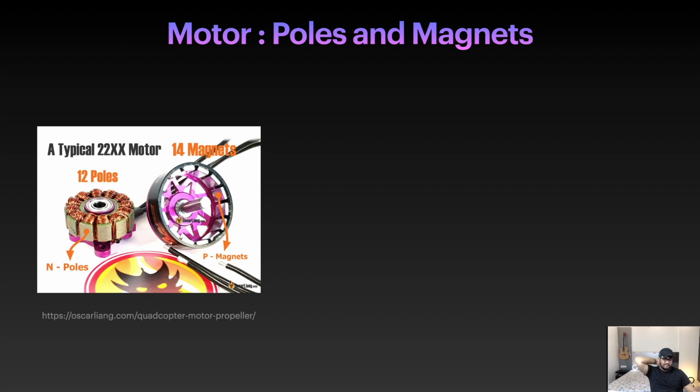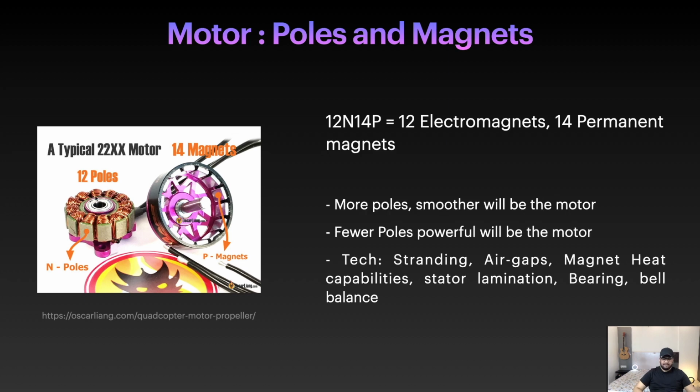The general rule of thumb is the more poles, that is the more electromagnets the motor has, the smoother the motor will be. And the fewer poles the motor has, the more powerful it will be. So again, you see a trade-off. You want a smoother motor so your drone performs very smoothly in the air and is stable. But if you keep adding poles, you will keep losing power. So you need to find a sweet spot.